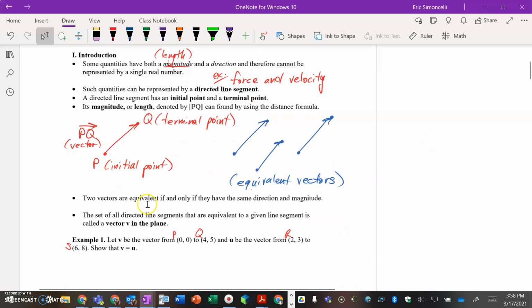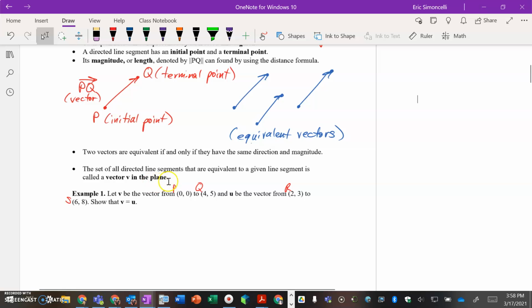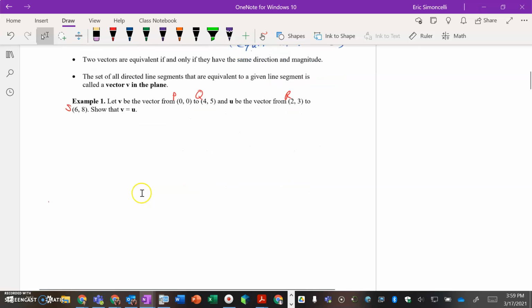Two vectors are equivalent if and only if they have the same direction and magnitude, as I already described above. The set of all directed line segments that are equivalent to a given line segment is called a vector V in the plane. So for example 1, let V be the vector from point P, (0, 0), to Q, (4, 5), and U be the vector from R, which is (2, 3), to S, which is (6, 8). So we're going to go ahead and show that vector V is equal to vector U.